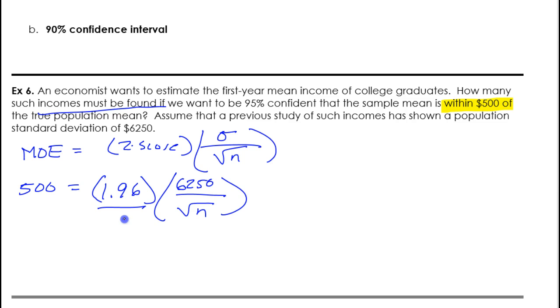Now remember, this is like 1.96 over 1. So one thing I could easily do is just multiply these two numerators together, the 1.96 and the 6,250. Help me out because I don't actually have a calculator right now. You know what I'm trying to say. 12,250 over the square root of n.